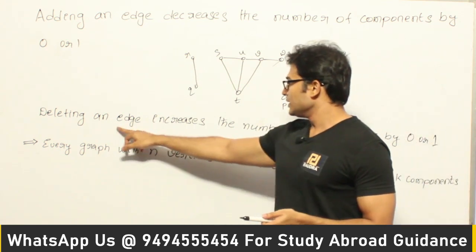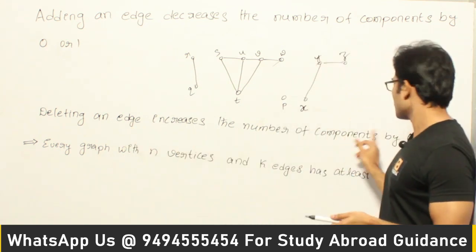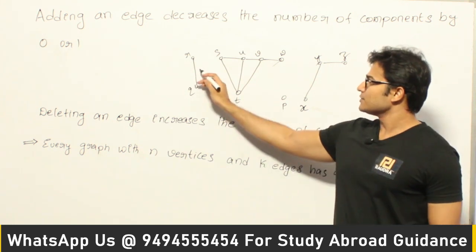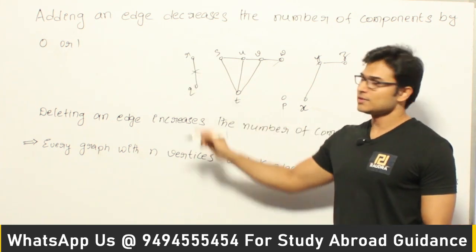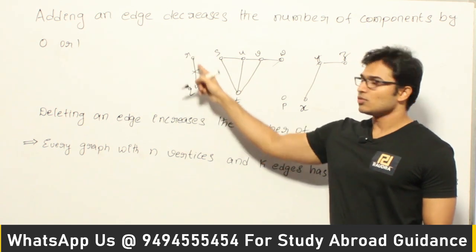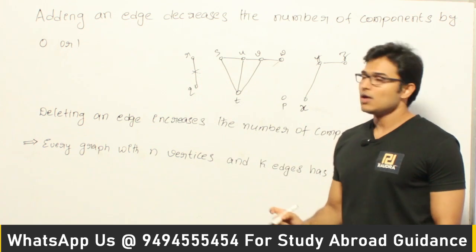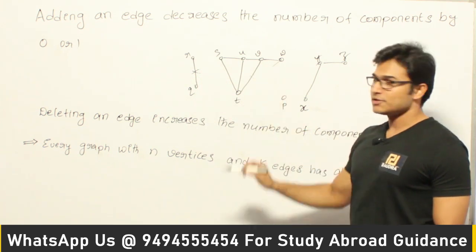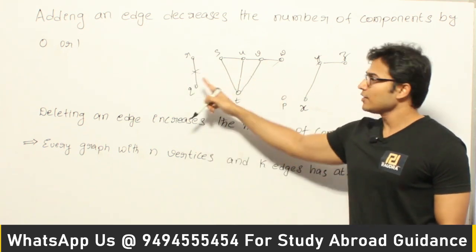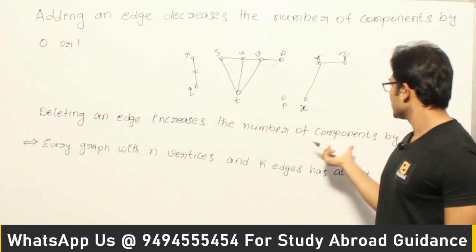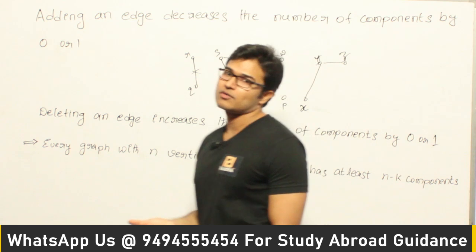Next one is deleting an edge increases the number of components by 0 or 1. Now if I try to delete, let us say, this edge, then what happens? We are going to get one more component. Initially there were 3, now we get 4, right? If you try to delete this one instead of this edge, the number of components will remain the same. Therefore deleting an edge will either increase the number of components by 0 or 1.